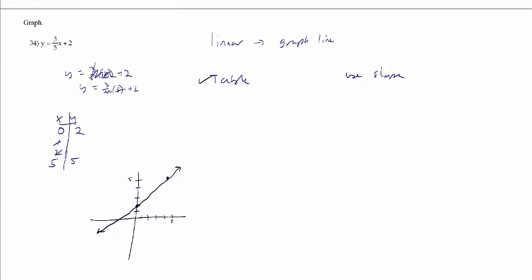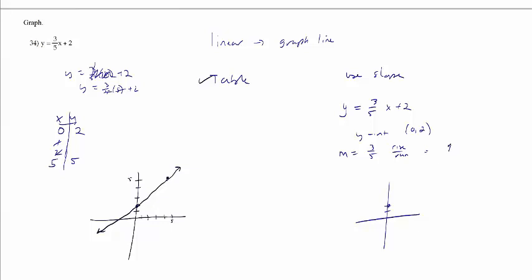If you prefer, you can use your slope and y-intercept to graph. So again, we have the equation y equals 3/5 x plus 2. So one point is going to be the y-intercept. We know it's going to go through the point 0, 2. For my second point, I can use the slope. My slope is going to be 3/5. Remember, that's rise over run.